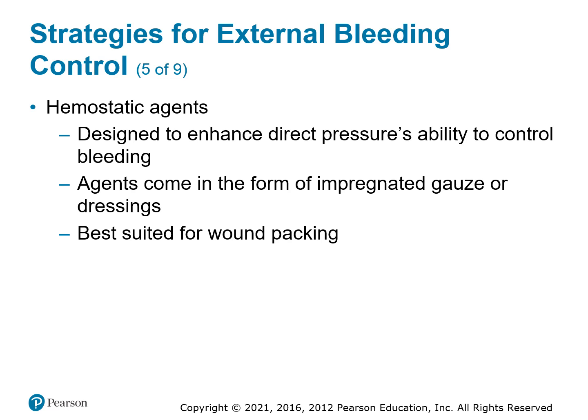And then these hemostatic agents that we've talked about a couple times, they're designed to enhance direct pressure's ability to control bleeding. So there's a chemical compound in there that reacts with the blood in the body that's going to help control the bleeding, theoretically. It usually comes in the form of an impregnated gauze or some sort of dressing. And these are best suited for wound packing when you can get them in there where the injury has occurred, and hopefully it'll help clot off the blood from the inside.